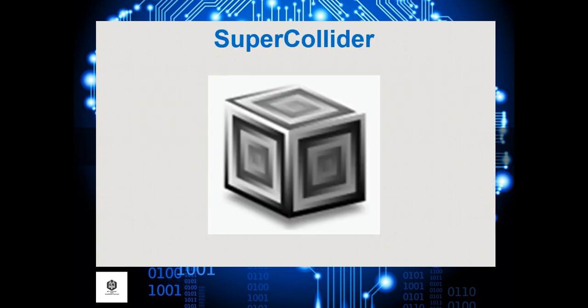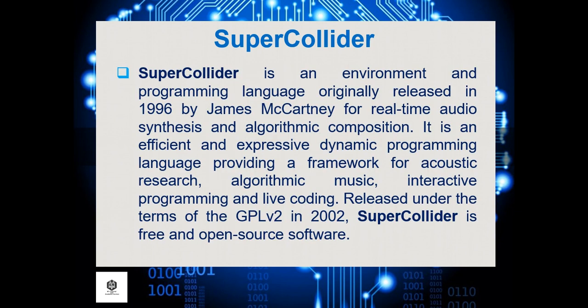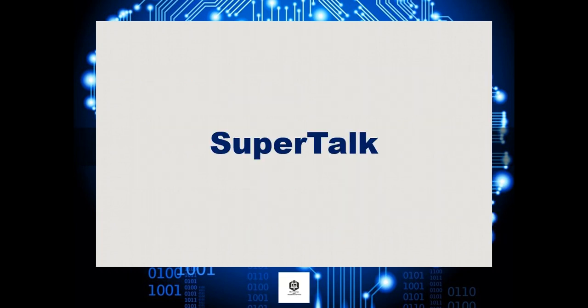SuperCollider. SuperCollider is an environment and programming language originally released in 1996 by James McCartney for real-time studio audio synthesis and algorithmic compositions. It is an efficient and expressive dynamic programming language providing a framework for acoustic research, algorithmic music, interactive programming, and live coding. Released under the terms of the GPL v2 in 2002, SuperCollider is free and open source software.